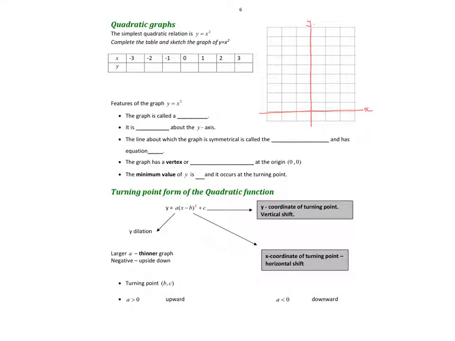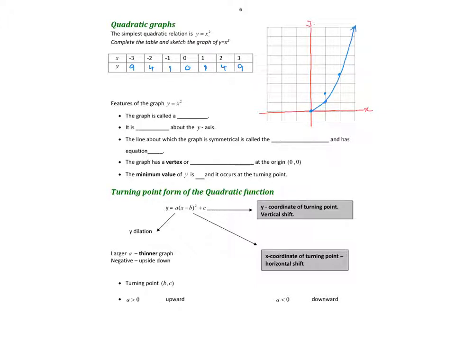Okay, if we consider what our quadratic graphs look like, if we plot our points, -3 into x squared, so -3 squared is 9, -2 squared is 4, -1 squared is 1, 0 squared is 0. And we know as we square the right-hand side, we get the same values. So if we plot these, 0, 0, the point 1, 1, the point 2, 4, and the point 3, 9, we get a parabola shape.